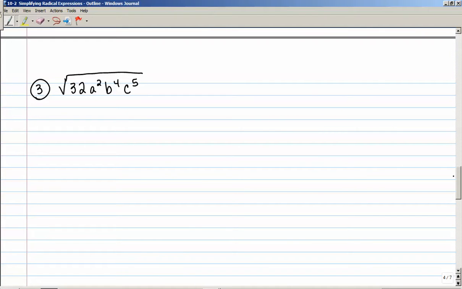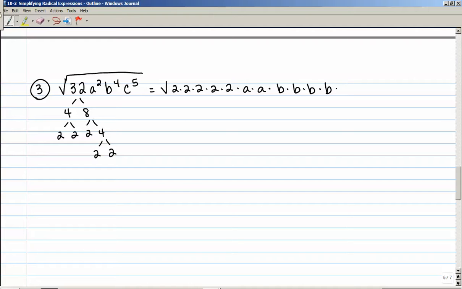Here's a little bit bigger one. Square root of 32, a squared, b to the 4th, c to the 5th. Probably the easiest way to do this is, let's go ahead and factor tree this and come up with all of my prime factors, which actually ends up being 5 2's. So this is the square root of 2 times 2 times 2 times 2 times 2. And I have 2 a's, and I have 4 b's, and I have 5 c's.